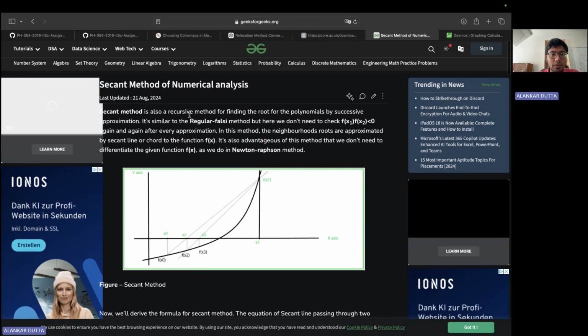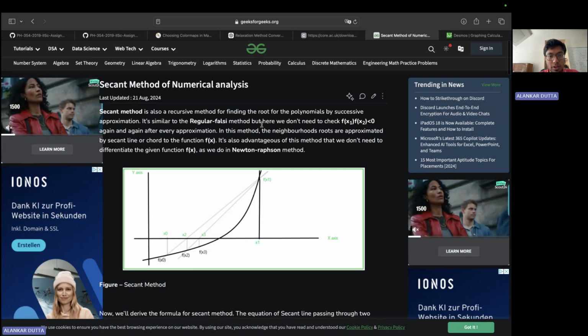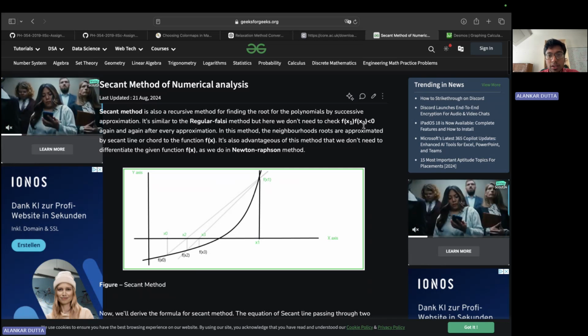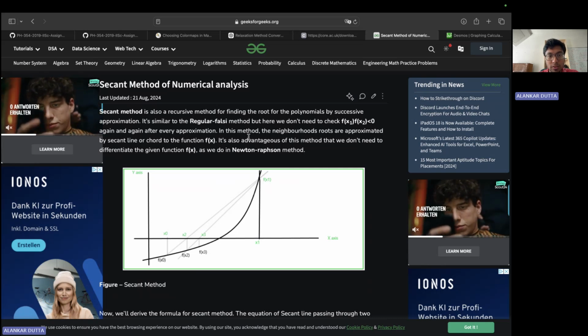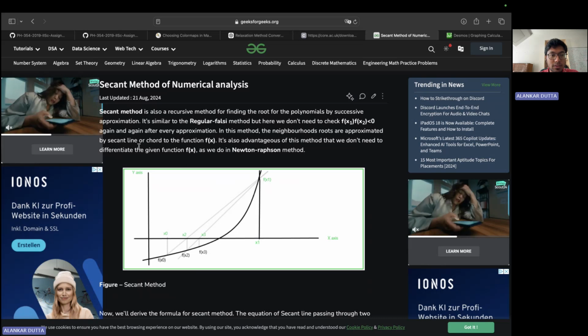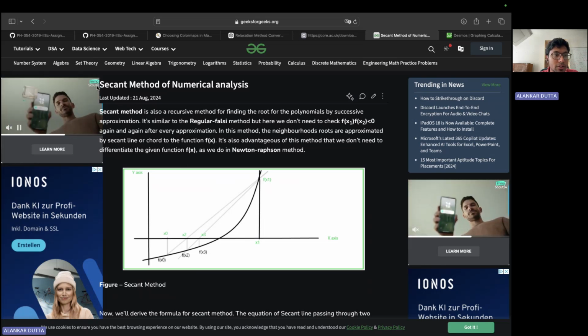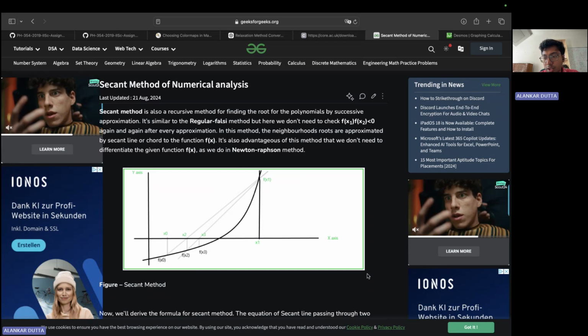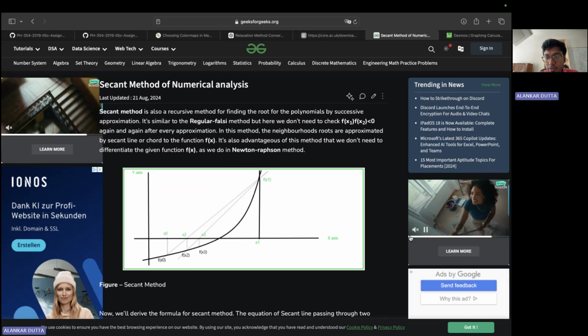It is also a recursive method for finding the root of polynomials by successive approximation. It's similar to the regular falsi, but we don't need to check for f(x1), f(x2) being less than 0 again after every approximation, right? In this method, the neighborhood roots are approximated by the secant line or chord of the function f(x). I think I need to get rid of these distracting ads, but I don't know how I'll do that.